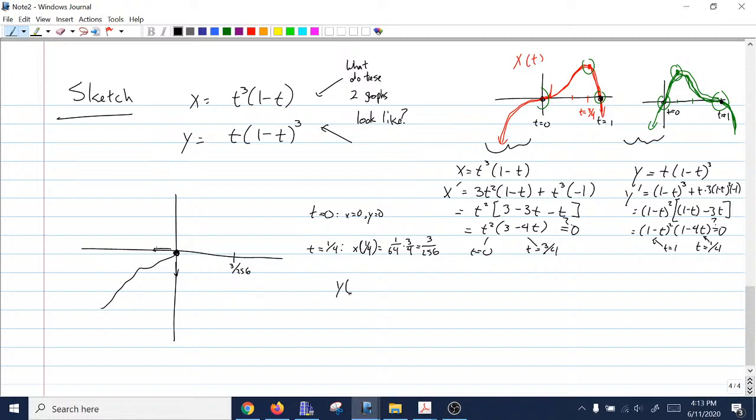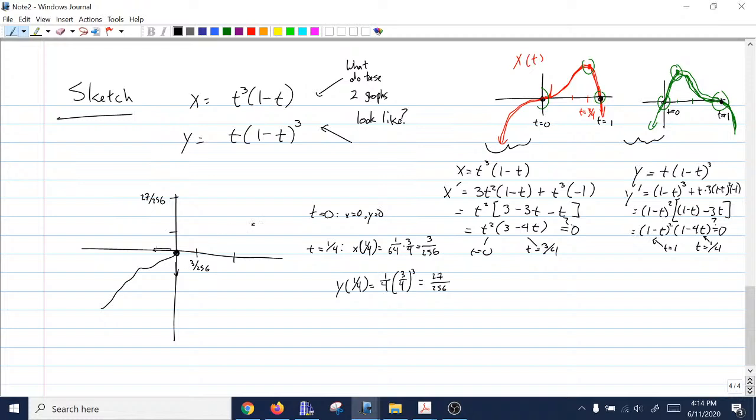What's our y coordinate at 1/4? It'll be 1/4 times 1 minus 1/4 cubed, 3/4 cubed. On bottom I'm getting 4 to the 4, which is 256 again. And on top I'm getting 3 cubed, which is 27. So our y value is much higher. I'm probably going to need those same numbers again. Let's put 3 over 256 here, and let's put 27 over 256 here. This is not to scale. I'm not going to try and work this out.